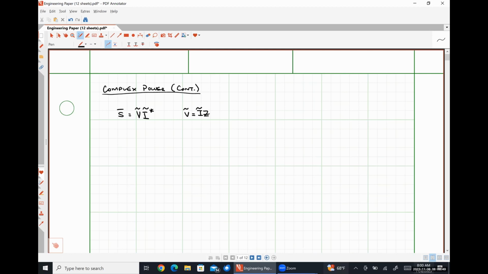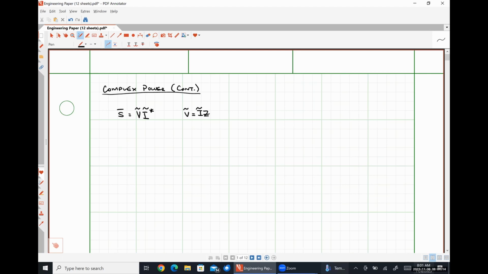And so from these relationships, we can actually derive expressions that will allow us to calculate the complex power over any impedance. Doesn't matter if it's a resistor, capacitor, inductor, or combination, knowing only the voltage phasor or only the current phasor. And we'll wind up using these relationships here in just a couple of minutes.